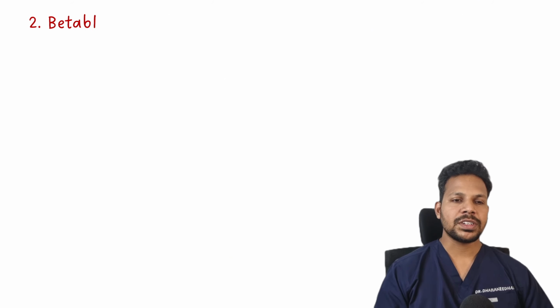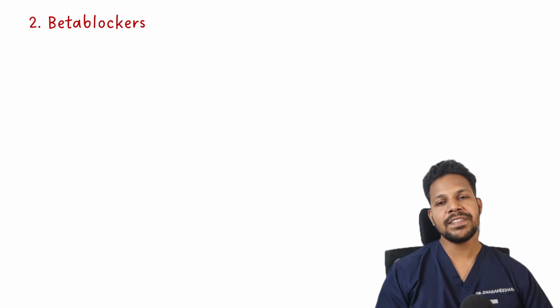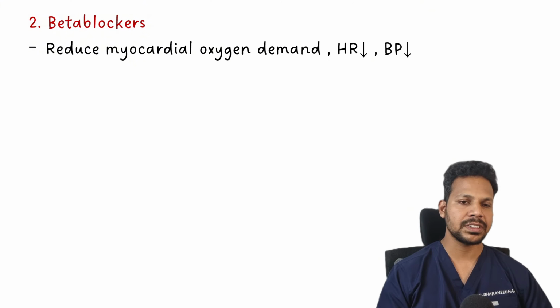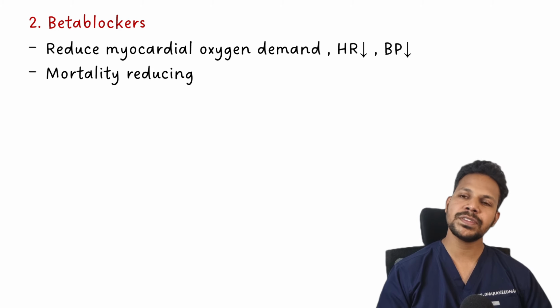Next comes the beta blockers. The beta blockers will reduce the myocardial oxygen demand, they'll reduce the heart rate and reduce the blood pressure. And they will also be reducing the mortality. These are one of the important drugs which have been shown to have mortality benefit.